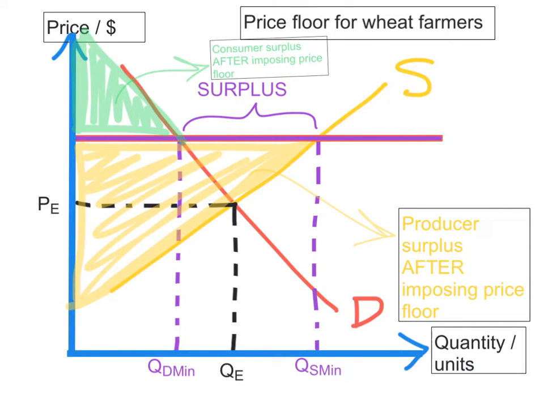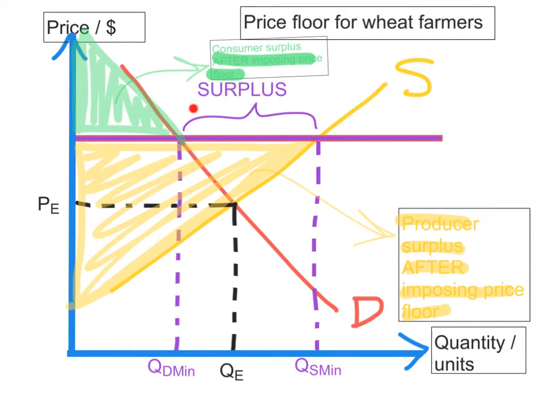We will see in the diagram that the consumer surplus has decreased as a result of the price floor. It is that green triangle here. That's the consumer surplus after imposing the price floor. And you will see that the producer surplus has increased. So the producer surplus after imposing the price floor has increased, and it is that big triangle here under the price floor. So there's been a decrease in consumer surplus and an increase in producer surplus because of the price floor. And there's also a situation of excess supply.